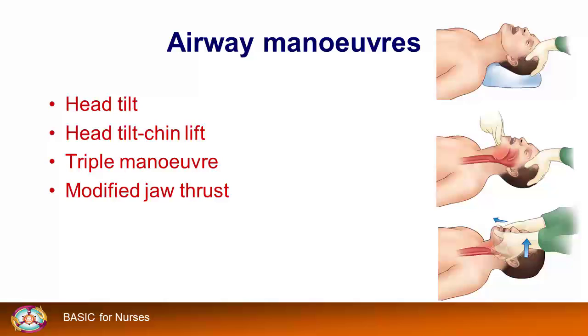To complete the triple maneuver, extend the head backward and use the fingers of both hands to grasp the ramus of the mandible, which is then displaced forward and upwards. Then use your thumb to open the lower lips.